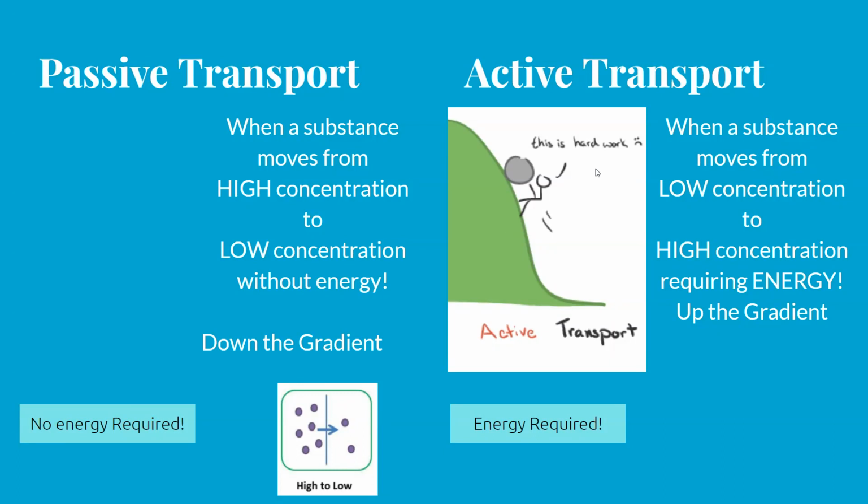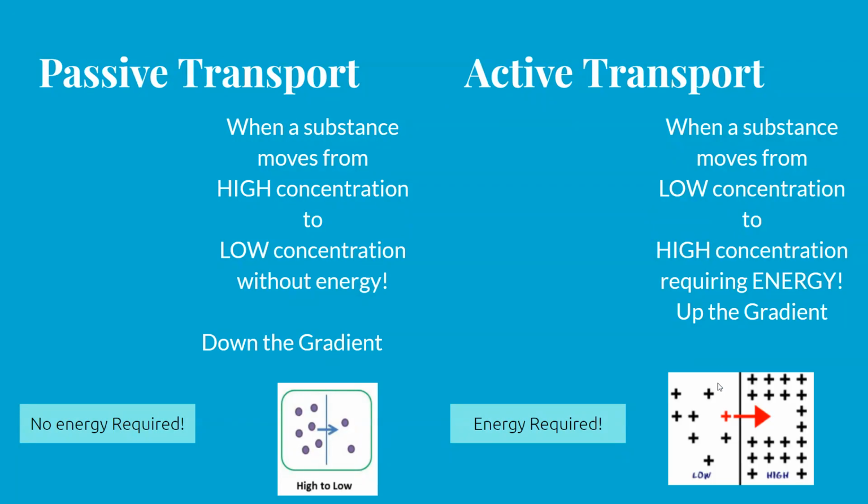So active transport is when a substance moves from low concentration to high concentration. So that's like taking this boulder and pushing it up the hill from low concentration to high concentration. And so this is harder and it requires the energy. And we call this going up the gradient. So in a picture, you can see where there's low concentration, we're kind of forcing that to go where it's already in high concentration. And so that requires energy.